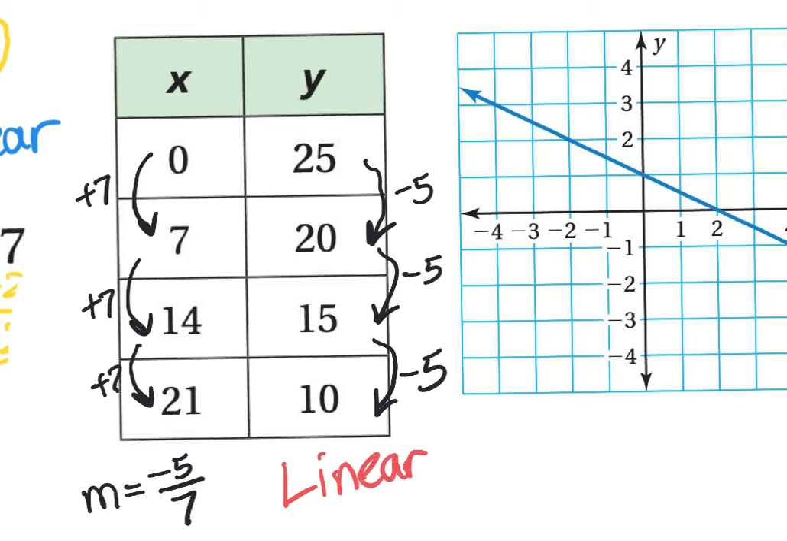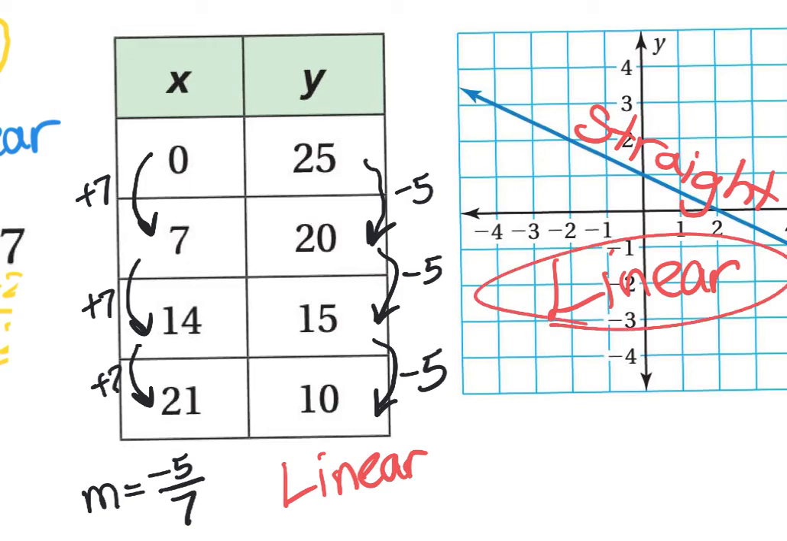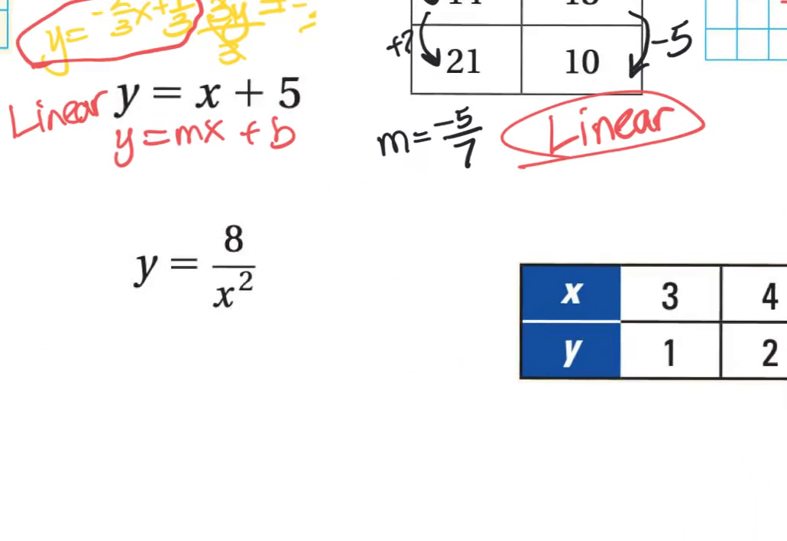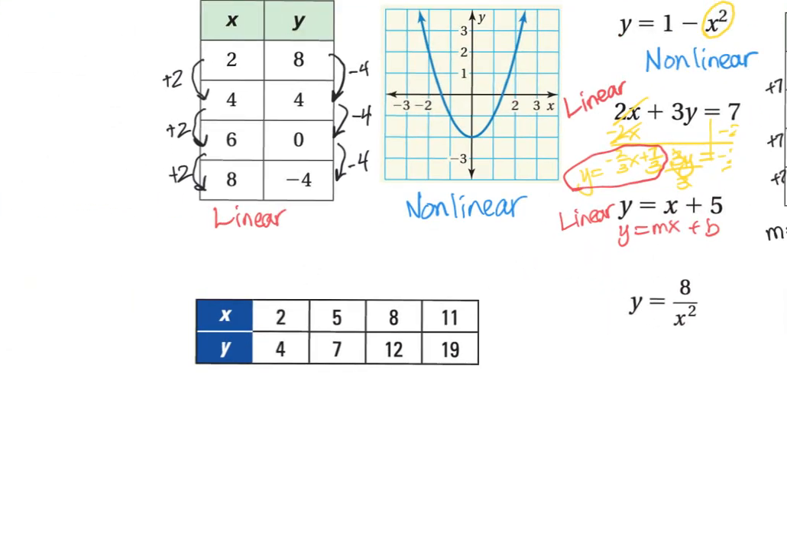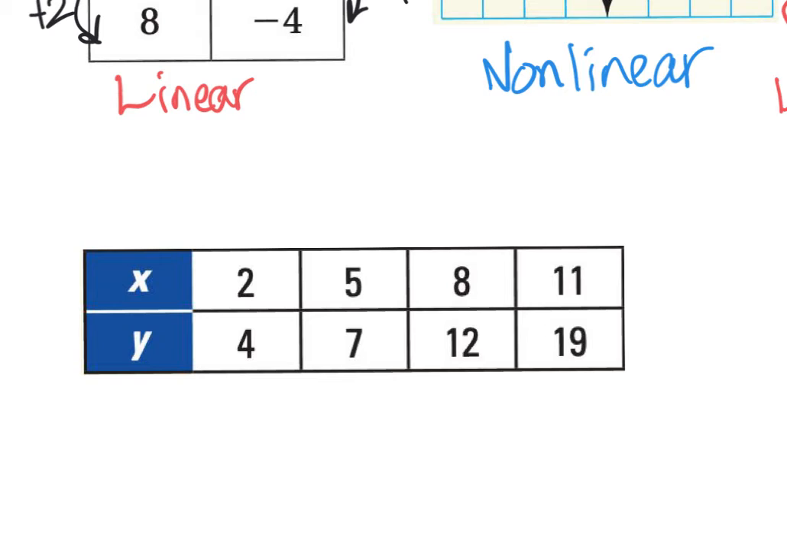The next one, we see a straight line. Okay, doesn't matter if it's positive or negative or vertical or horizontal. It's a straight line, so therefore it is linear. All right, a couple more. If you haven't tried a table yet on your own, go ahead and pause the video and try this one.